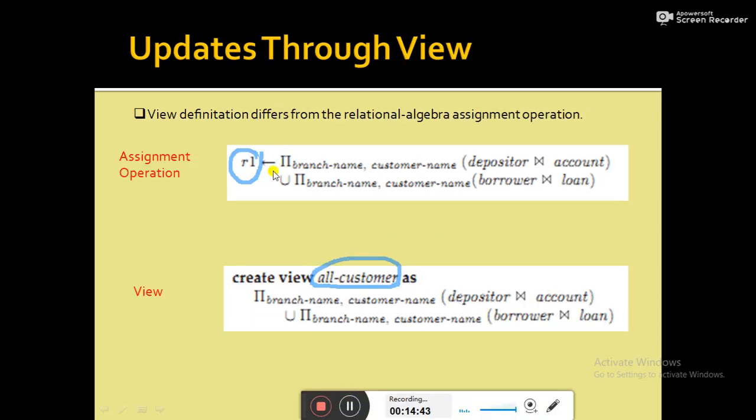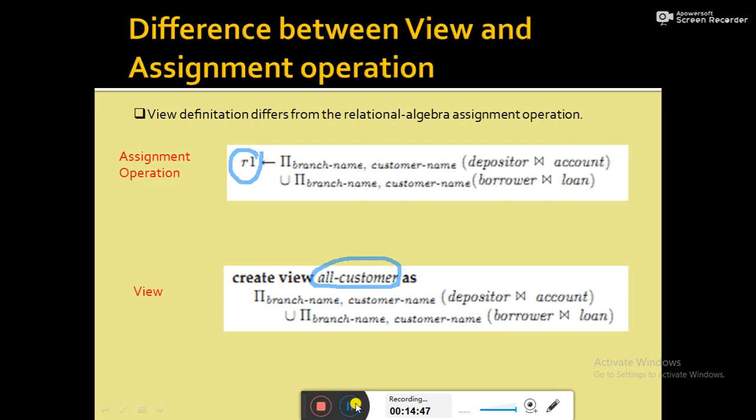Next point is the difference between a view and an assignment operation. So what is the difference between a view and an assignment operation? Actually, a view definition differs from the relational algebra assignment operation. How does it differ? Let's take an example.